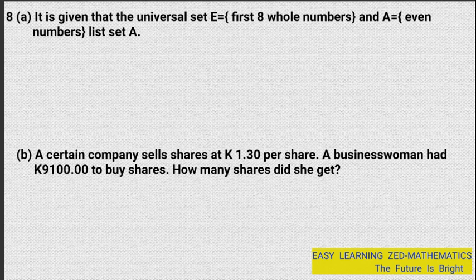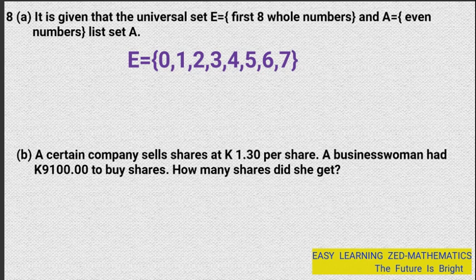Okay, the first 8 whole numbers are these. Now be careful that you don't include 8, because if you write 8 as well, that means the numbers are 9. If you count from 0, you find that when you reach 8, there will be 8 numbers. So these are the first 8 whole numbers.